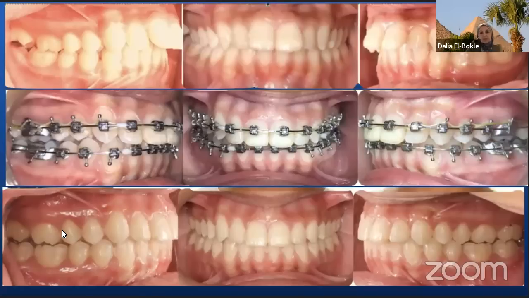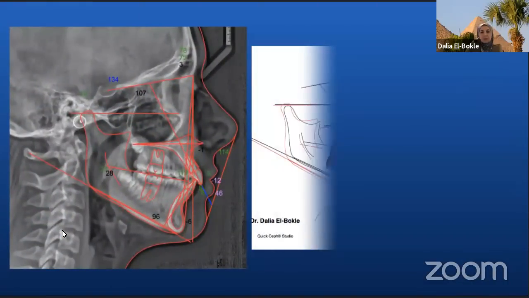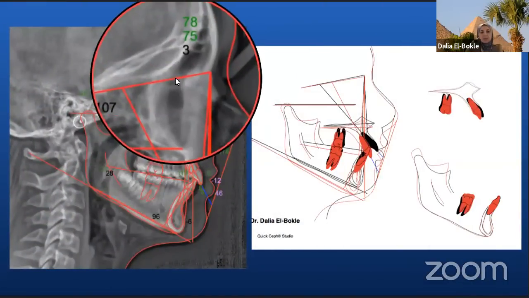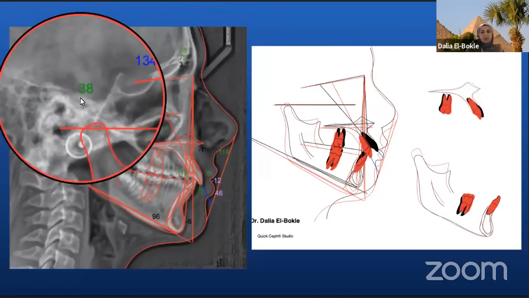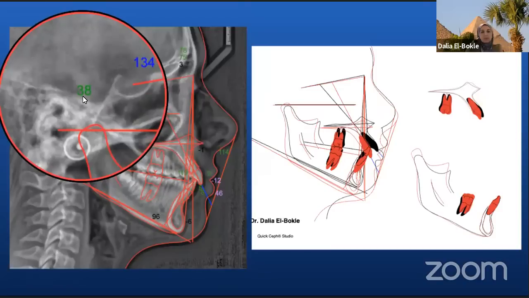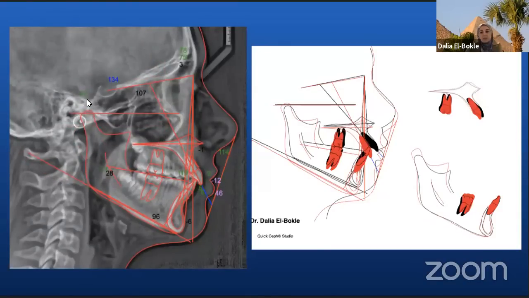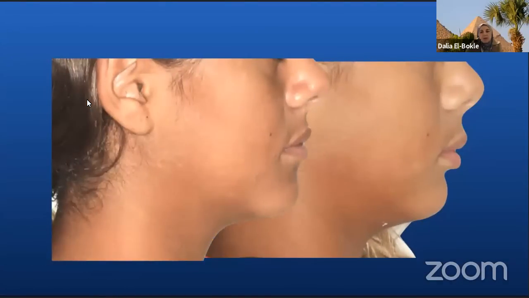But you can see that she is a solid class 1 canine and molar relationship. This was her tracing. You can see the ANB went down to 3 degrees from 5, and her mandibular plane angle increased slightly. And this is her profile after treatment.